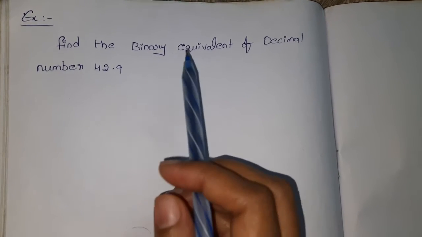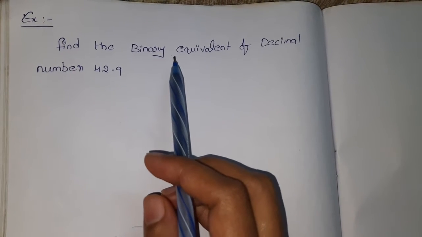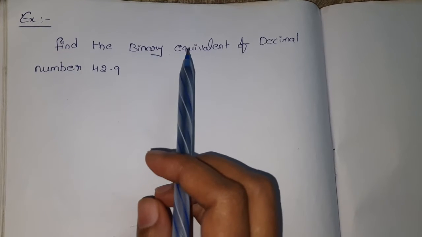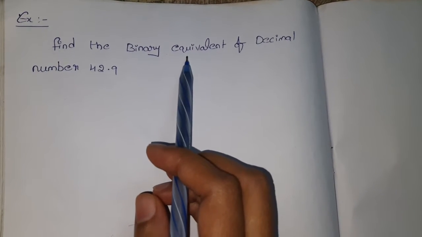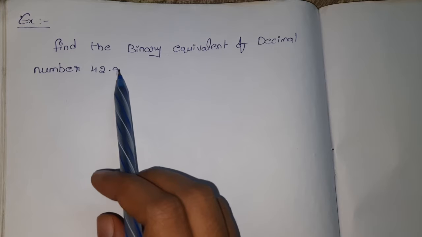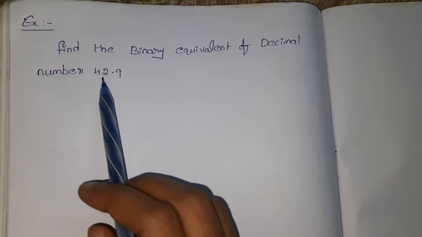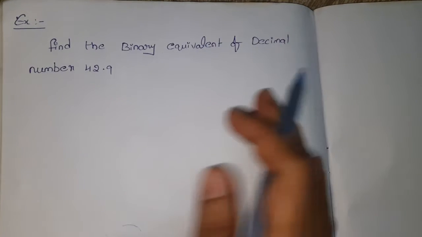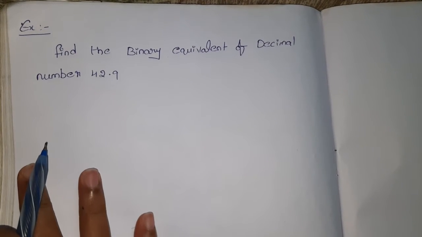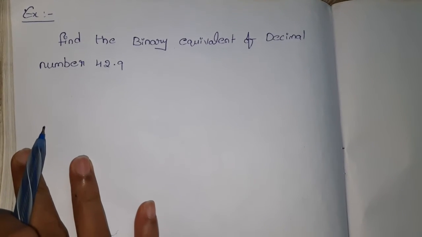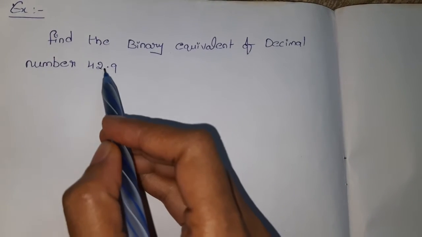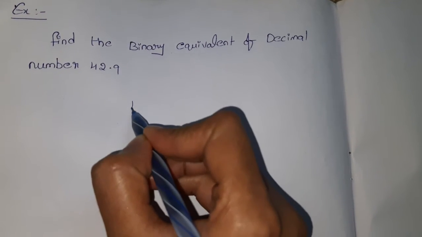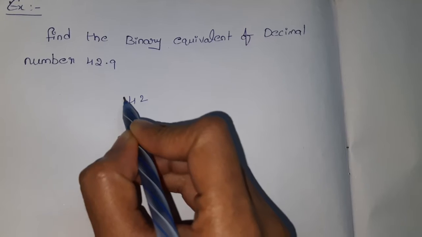Whatever condition is given in the problem, here we have to find the binary equivalent. So you have to do the multiplication with 2, and the successive division also with 2 only. Let us see how to do the successive division and multiplication process. Before the point is 42, so for 42 you have to do the successive division.